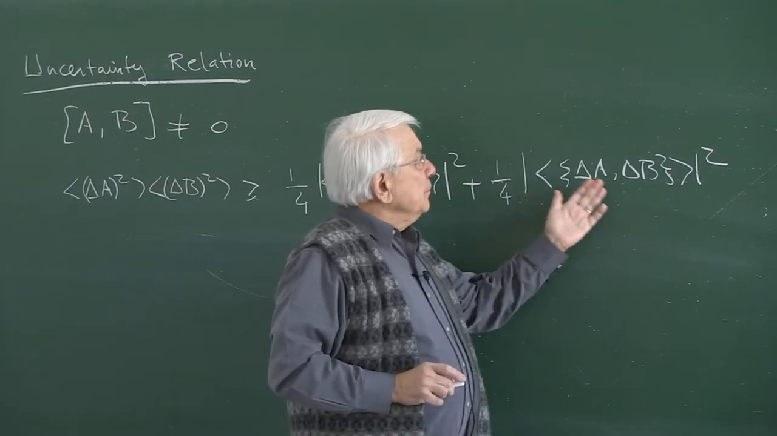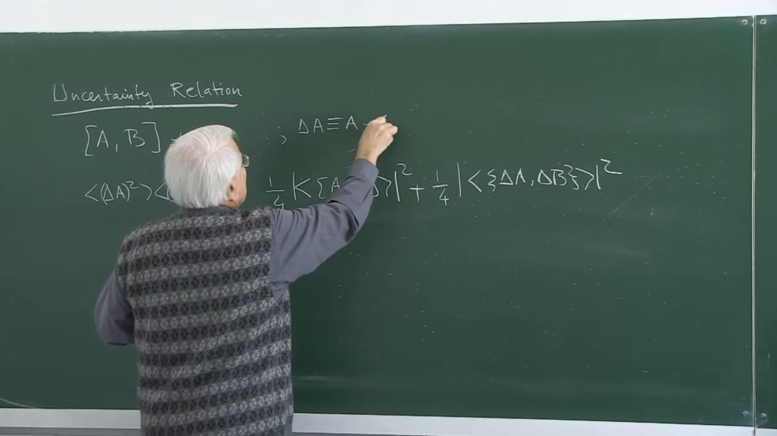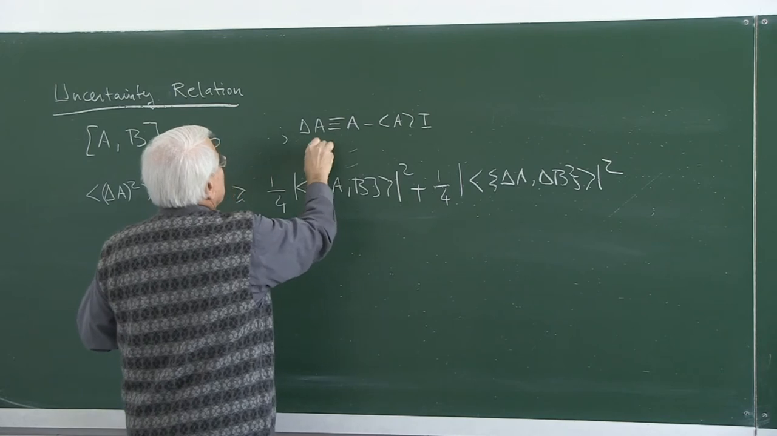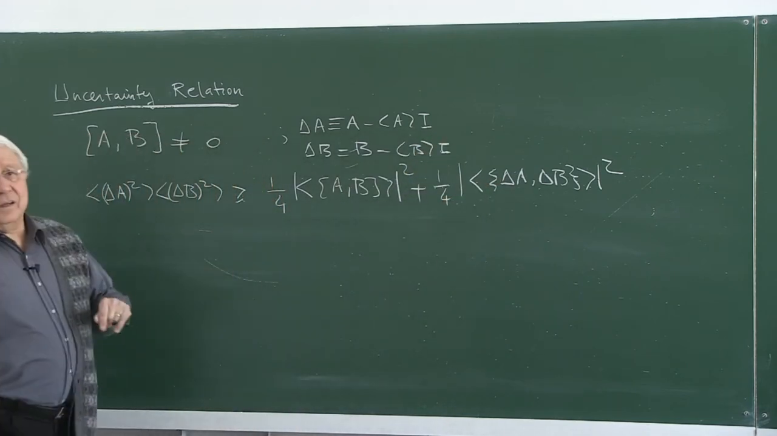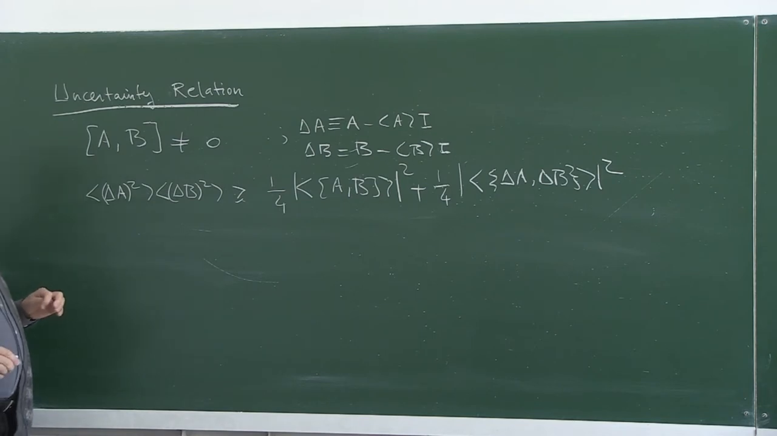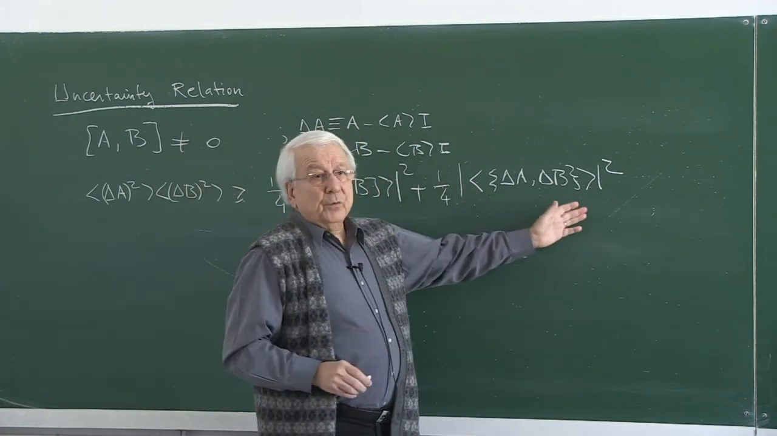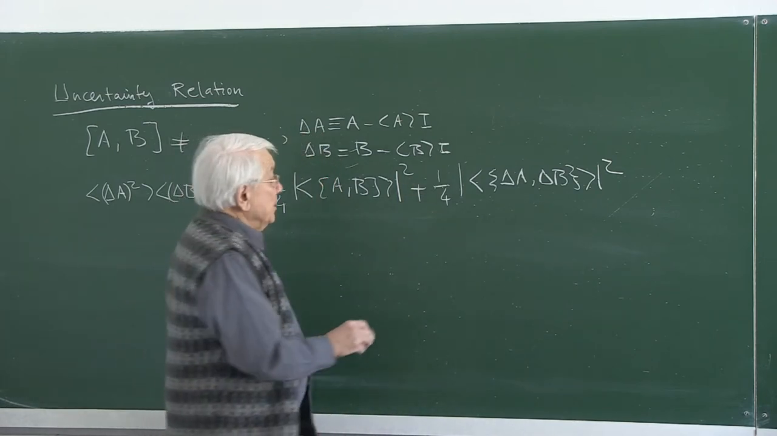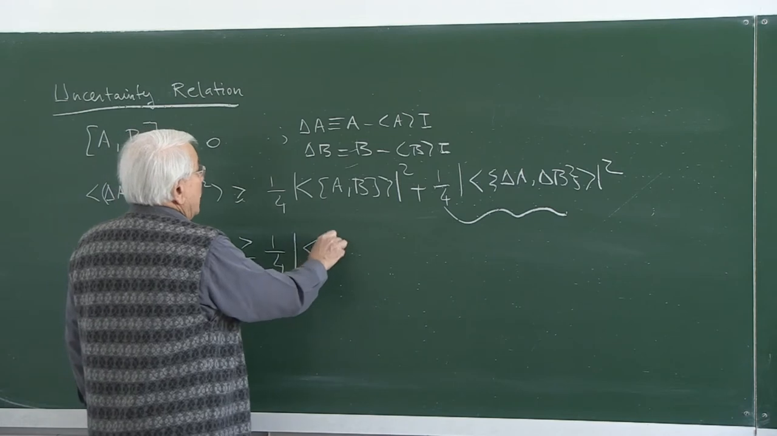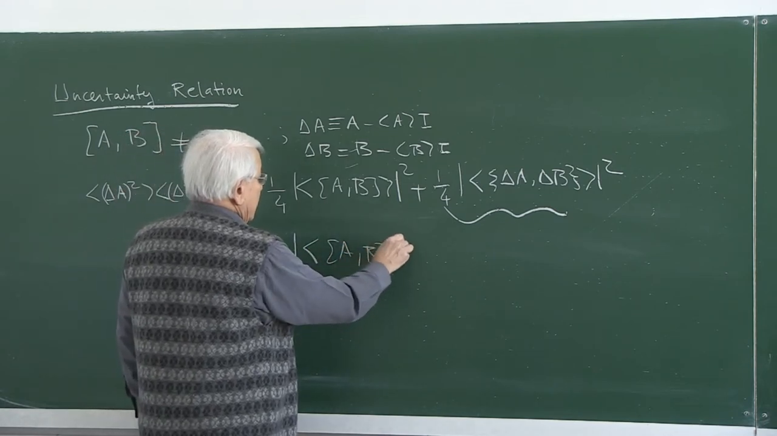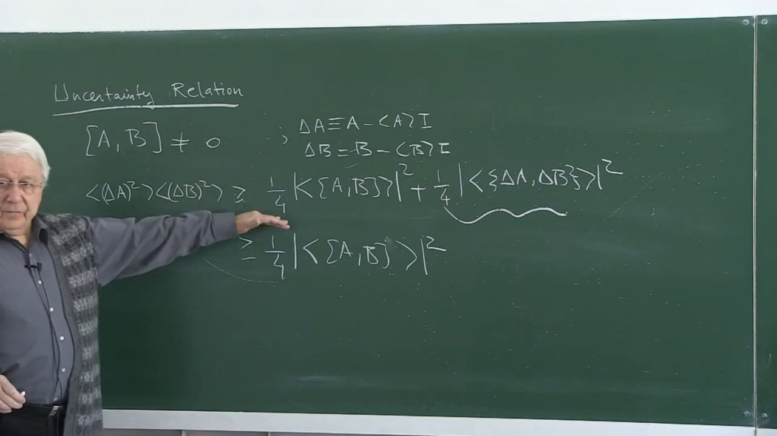Notice that this is the anti-commutator of delta A and delta B. Perhaps you may wish to remember the definitions of these: A minus the expectation value of A times the identity, and similarly B minus the expectation value of B times the identity. Those are the expressions entering into this general formulation of the uncertainty relation. Being Hermitian, the square is a positive real number. Therefore, if we drop this additional piece, we further reduce the right-hand side, and it reduces to the well-known form of Heisenberg. So that was the result we obtained.